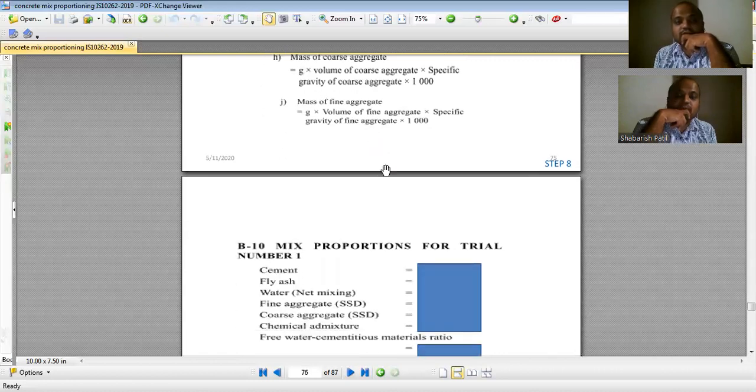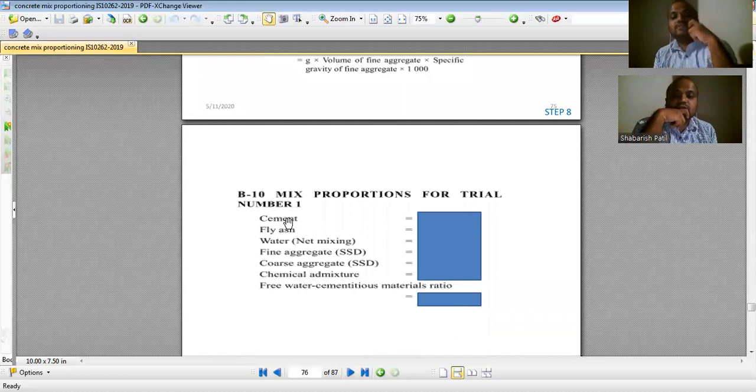Once you have all these calculations, you are supposed to mention them. So this is the mix proportion for trial number 1. You got the seventh value. We have the fly ash, but it need not always be fly ash, and you need not always use mineral admixtures. You can skip this. So cement, fly ash, then water, fine aggregate in SSD condition, coarse aggregate in SSD condition. All these are in kg. Then the free water cement ratio. This is in proportion, and this is how you need to record it.